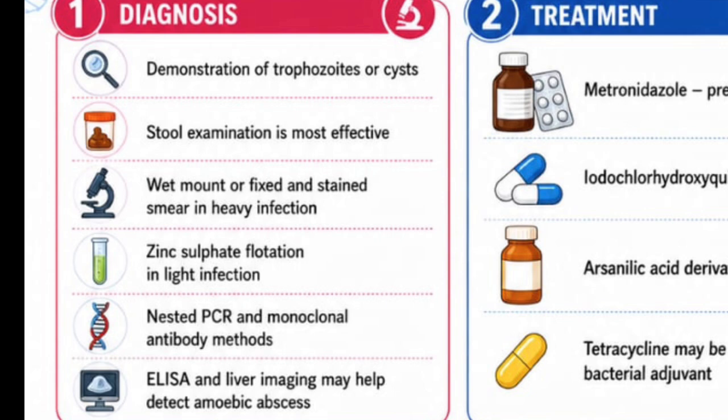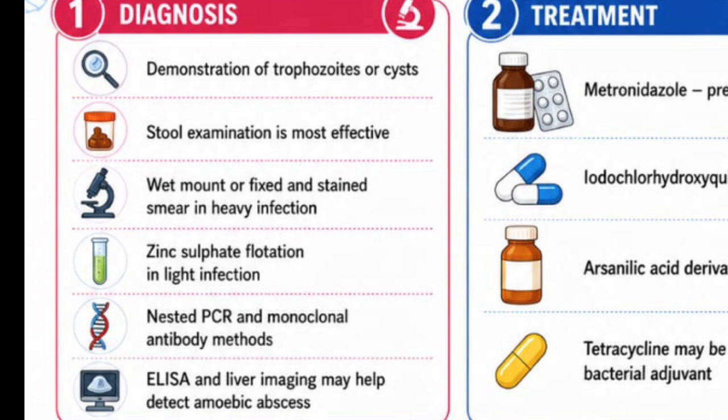You can also use zinc sulfate flotation in light infection. You take what you extracted from the feces, or from the blood, and put it inside a zinc sulfate solution. What happens? It will float due to the light infection. You can also do a PCR to check the DNA of the antigen giving us the disease when it has infiltrated the blood.